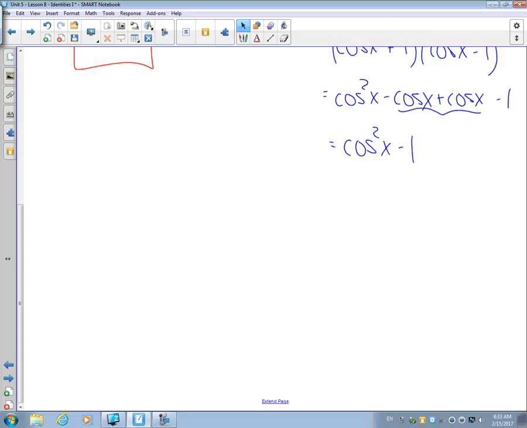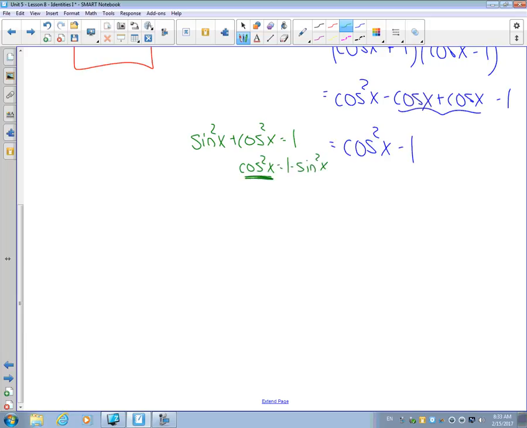Now here's your tricky idea. We know that sine squared plus cos squared equals 1. Or in other words, cos squared equals 1 minus sine squared. So I can take cos squared and replace it with 1 minus sine squared. So I'm taking this and replacing it with this. I've got the minus 1 at the end. If I collect my 1 minus 1, I end up with negative sine squared. And that's what I wanted. So my left side is my right side.